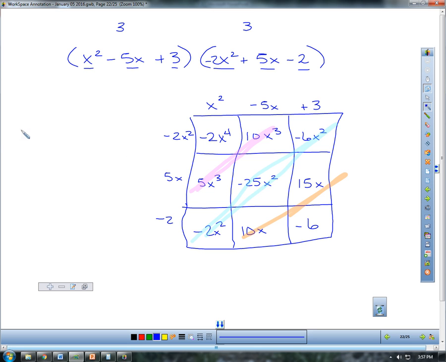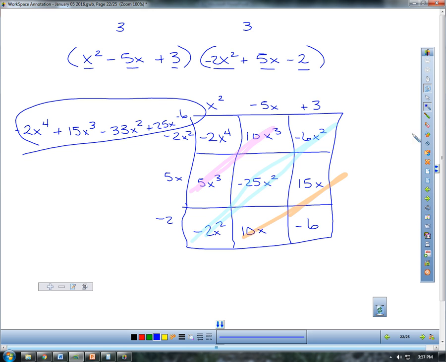There's no like term for x to the 4th, so I have negative 2 x to the 4th. 5 plus 10 is 15 x cubed. Negative 2 minus 25 is negative 27. Negative 27 minus 6 is negative 33 x squared. 15 plus 10 is 25x, and then minus 6 has nobody else. This is your answer.